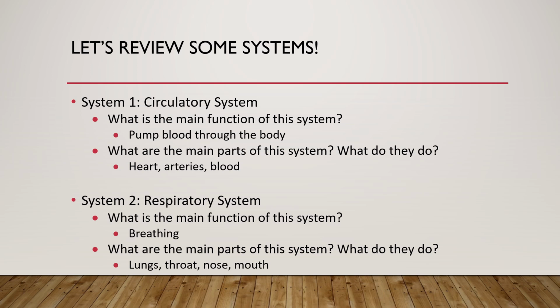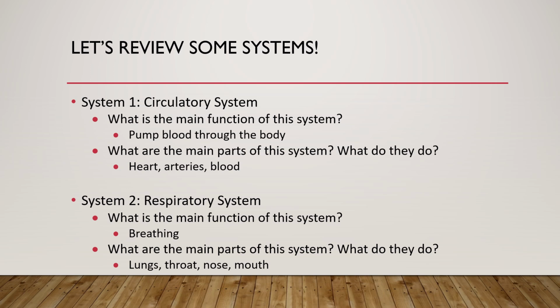And then what are the main parts of the system? Things like our heart, our arteries, our blood are all part of the circulatory system. They all help to pump blood throughout our entire body. And then the respiratory system. The main function of the respiratory system is going to be for breathing. The main parts of that system are things like your lungs, your throat, your nose, your mouth. All of those things help us to get oxygen in our bodies and breathe out carbon dioxide. So those are what those things do.